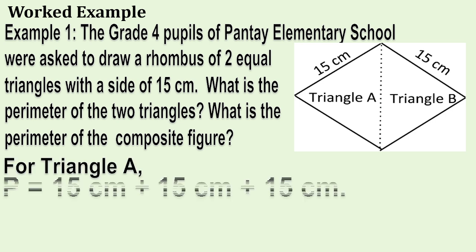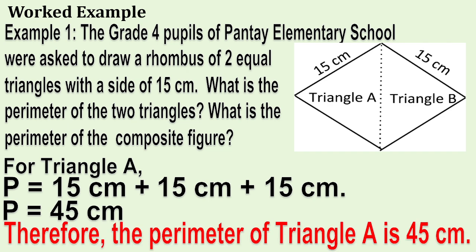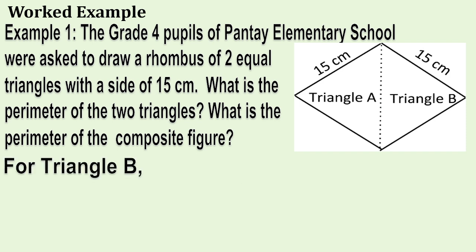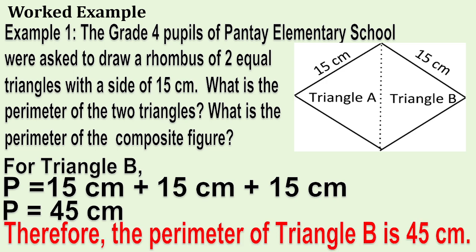For triangle A, perimeter equals 15 centimeters plus 15 centimeters plus 15 centimeters. 15 plus 15 plus 15 equals 45. Therefore, the perimeter of triangle A is 45 centimeters. For triangle B, perimeter equals 15 centimeters plus 15 centimeters plus 15 centimeters. So 15 plus 15 plus 15 equals 45. Therefore, the perimeter of triangle B is 45 centimeters.